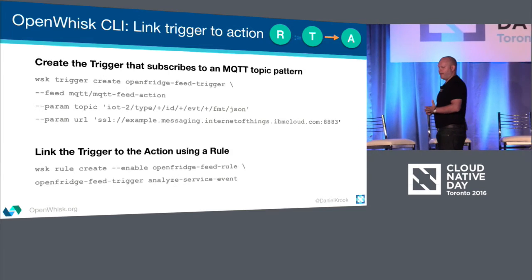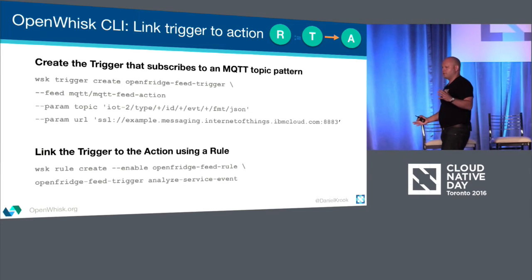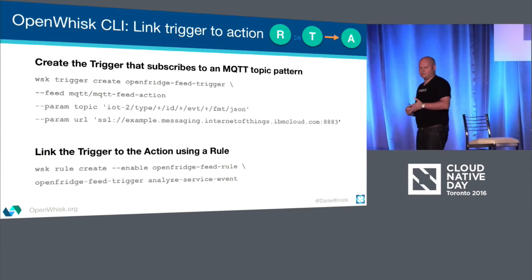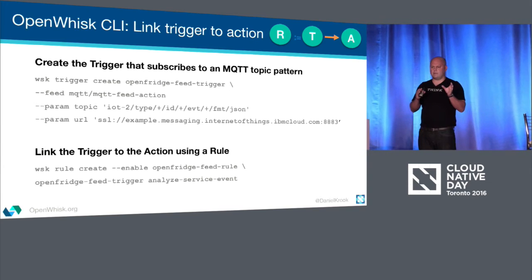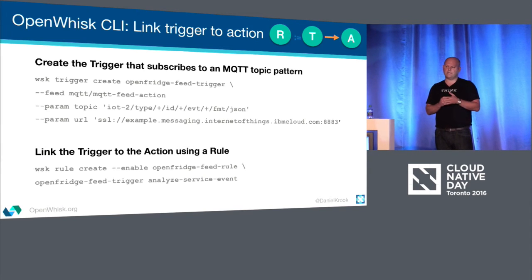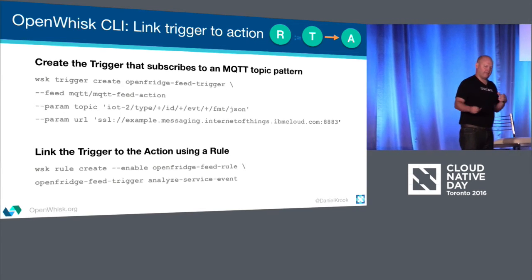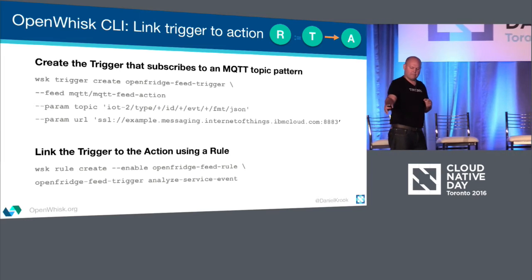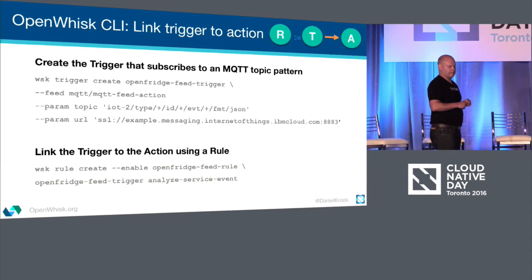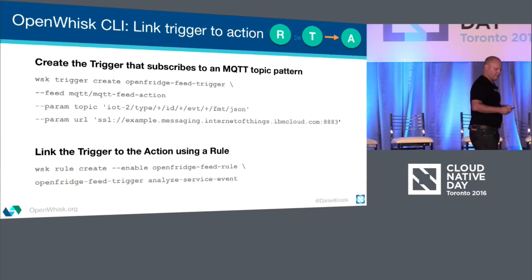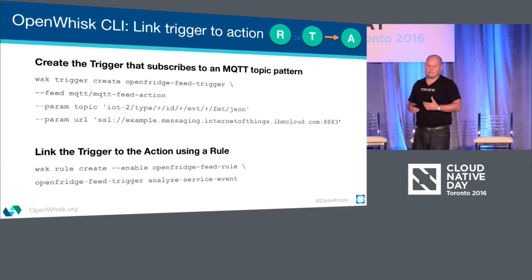And once I'm happy with that, what I then do is use the Whisk command line tool to subscribe a trigger to the type of messages that I'm looking for from an MQTT broker, and use those. And I link that trigger to my action by creating the rule in the final example there. So those are how the parameters come together.